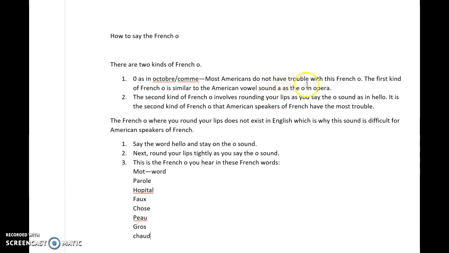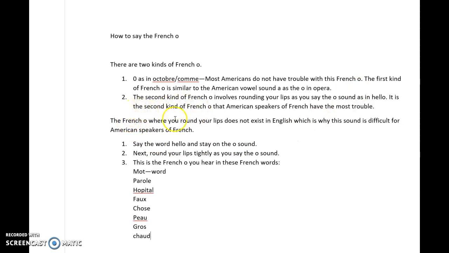Most Americans do not have trouble with this French O because it's similar to the American vowel sound of ah, as in the ah in opera, octobre, comme. So it's an ah sound. And since the ah sound exists in English, most Americans do not have trouble with this French O.